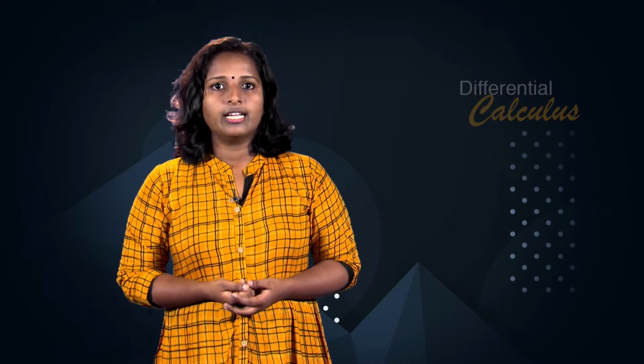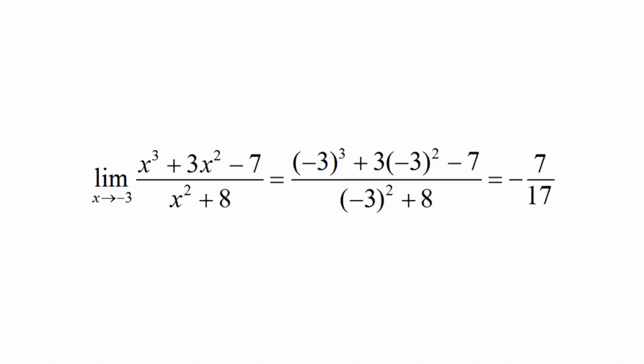In particular, if c equal to negative 3, then limit of x cube plus 3x square minus 7 upon x square plus 8 as x approaches negative 3 equal to negative 3 whole cube plus 3 times negative 3 whole square minus 7 upon negative 3 whole square plus 8, which is equal to negative 7 upon 17.